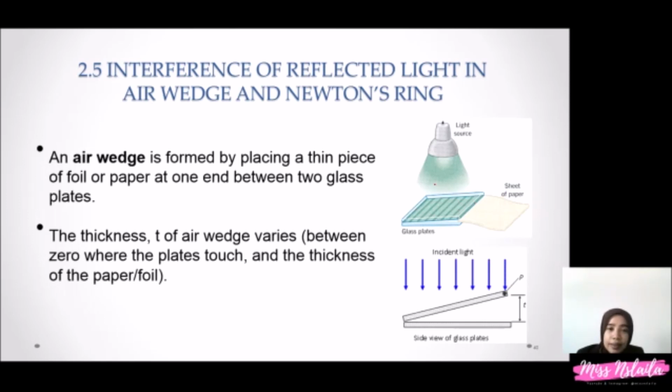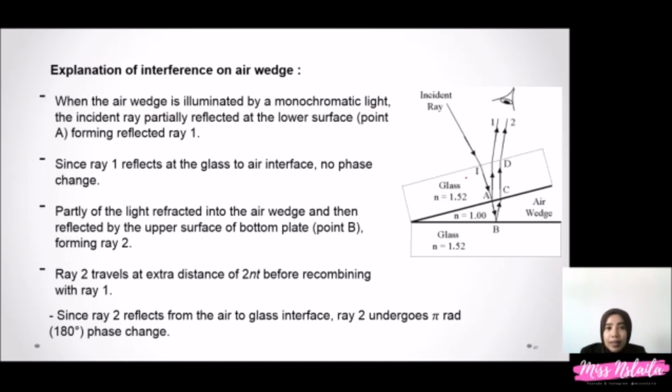So the condition to produce an air wedge is that there must be an air gap in between these two glass plates. The thickness t of the air wedge varies. Why? Because when the thickness is changed, the results, which are the bright and dark fringes, will change. Let's learn more detail about this air wedge.